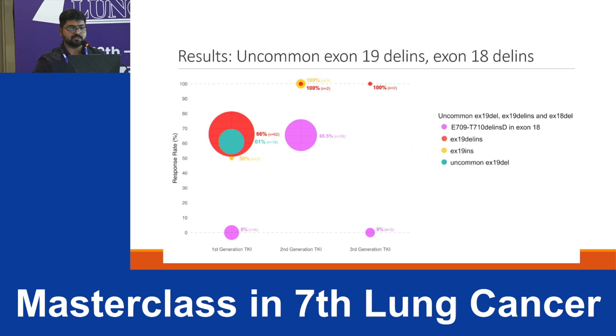So these were the response rates to the exon 19 deletion insertions, but the data is predominantly for the 747 to 750 deletion insertions. So whether we can extrapolate it to other exon 19 deletion insertions is a question.